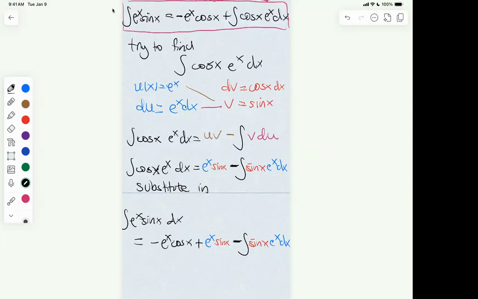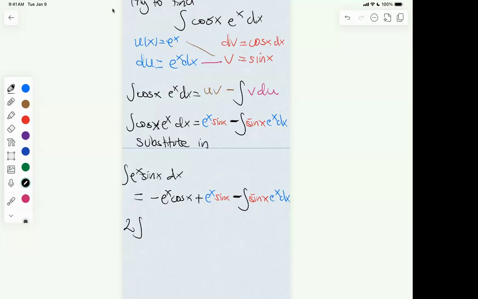And this is the cool thing: the same integral appears on both sides of the equation, but because this one appears with a minus, I can move it to the other side as 2 times that integral. So 2 times the integral of e to the x sine of x dx is minus e to the x cosine of x plus e to the x sine of x. And then to solve, you divide by 2. So the integral of e to the x sine of x dx is 1/2.